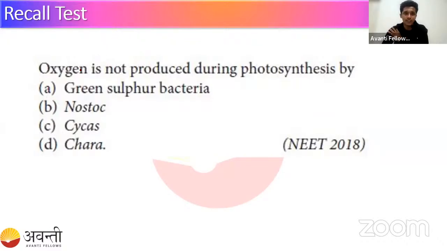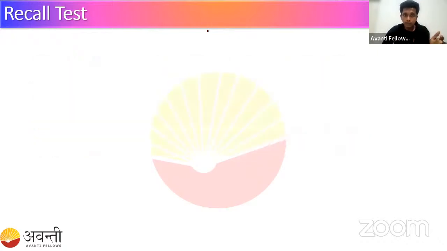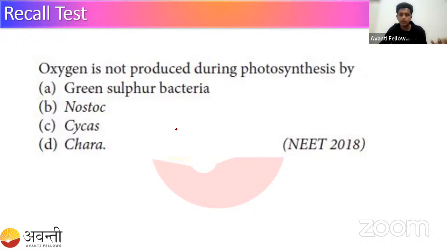Read the question carefully. Oxygen is not produced. Okay, we have an answer. A, green sulfur bacteria. Okay, JNV Pune students have answered it as A. So I will give 10 more seconds for other students. So try to answer this. Okay, others. Okay, do we have other answers? No, it's fine, no problem. Okay, but try to participate, students. It will be very helpful for you. And if you have any problems, if I am not aware, it's fine.